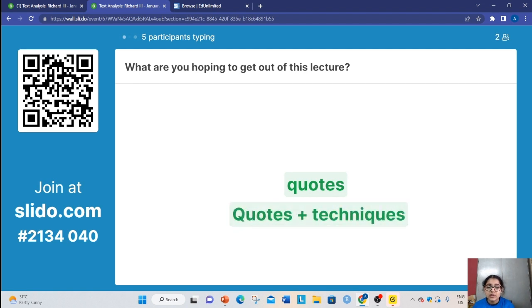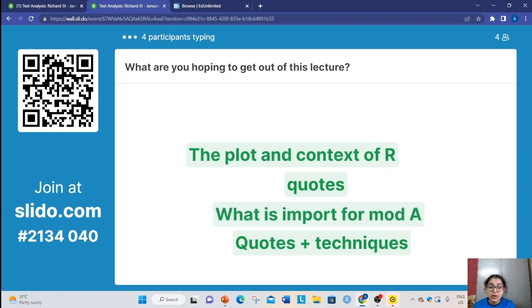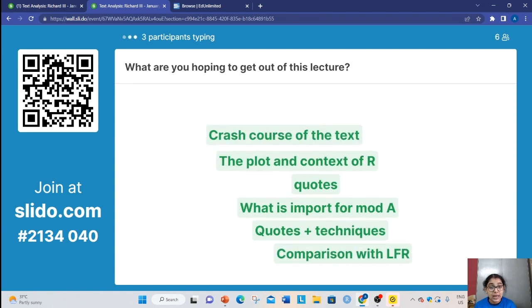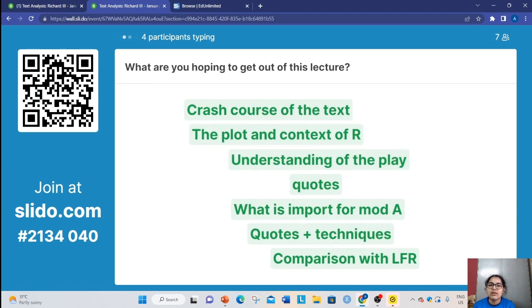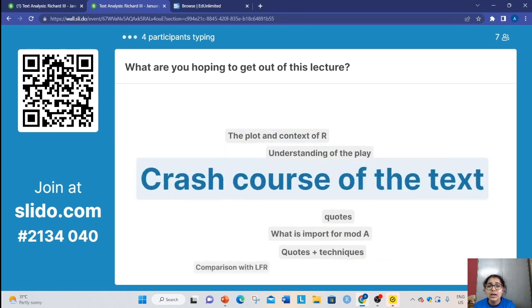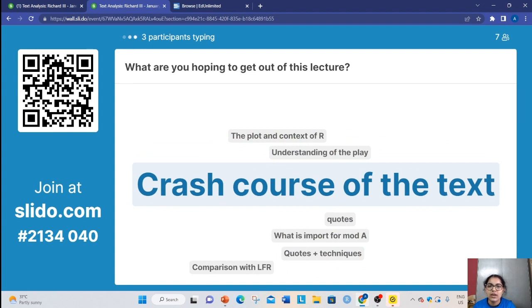Quotes, okay, quotes plus techniques. The plot and context, absolutely. What is important from Moray? Yes, I can focus on Moray. You can put up some specific questions on Slido as well for Moray, because this is a Richard III lecture, so I can't really draw out looking for Richard, but I can focus on it and answer questions if you've got specific questions.